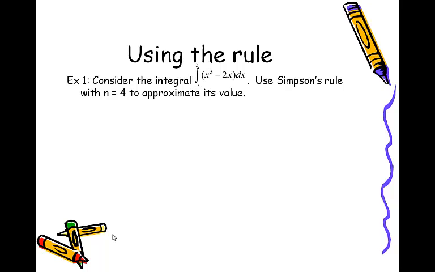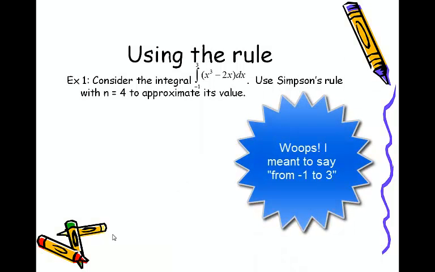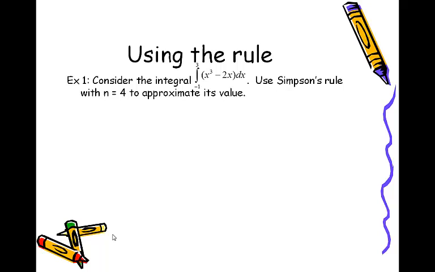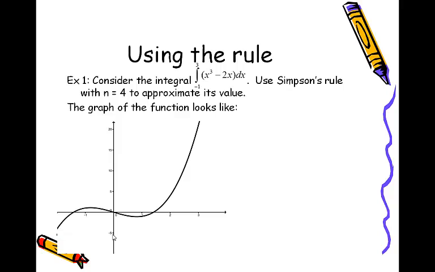We're asked to consider the integral from -1 to 3 of x cubed minus 2x dx. We're asked to use Simpson's rule with n equals 4 to approximate its value. It always helps to look at the graph of a function. So here's our graph of x to the third minus 2x, and I'm only really concerned about this graph from -1 over to 3. Next thing we want to consider is the number of subintervals we're using. In this case, we're using 4.